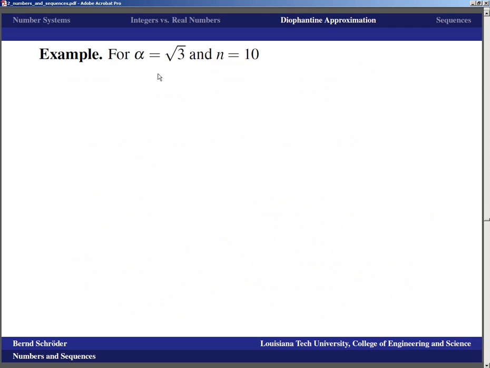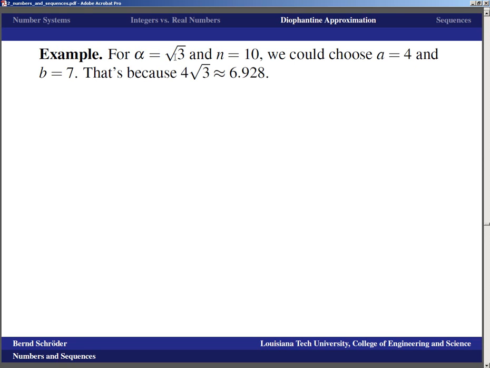And for example then, if you look at alpha equals root 3, which also happens to be irrational, and n equals 10, we could choose a equals 4 and b equals 7. That's because root 3 is about 1.7 something, so 4 times root 3 is approximately 6.928, and if I subtract that off of 7, I get something that is smaller than 1/10. Now, this is something that I found experimentally, of course.